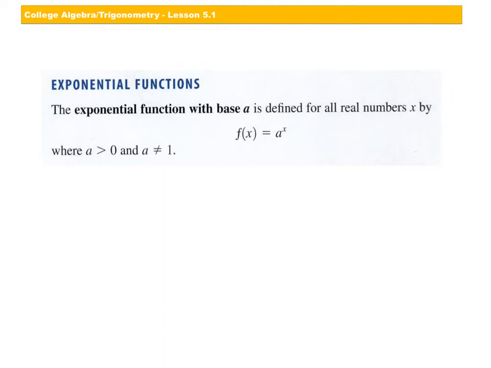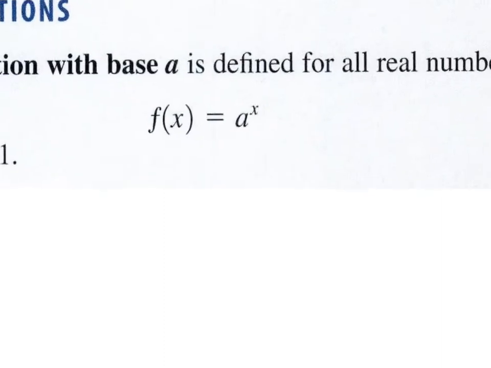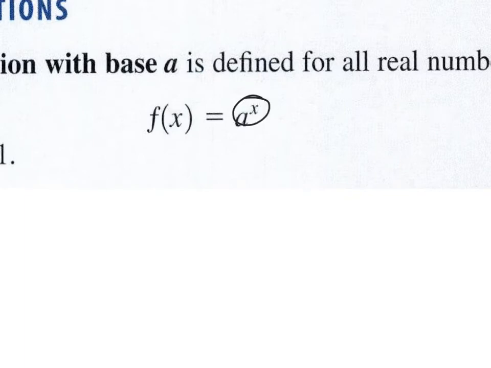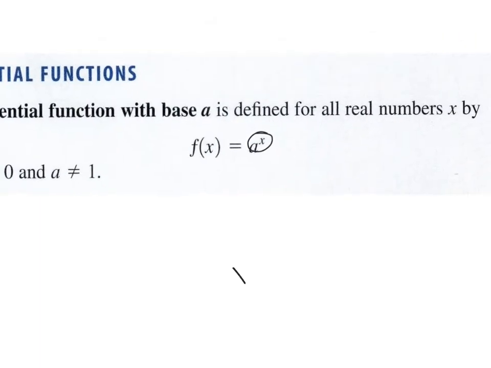Okay, that's an exponential function. An exponential function has a variable in the exponent. All right, if I had like x squared, that's not an exponential function, that's quadratic. X cubed has an exponent, but that's not exponential, it's cubic. If I had 4 to the x power, that's an exponential function. Does everybody understand the difference?